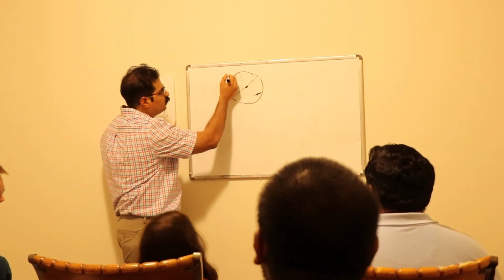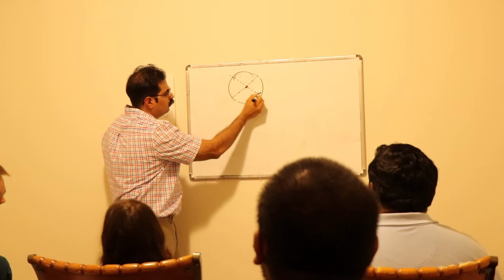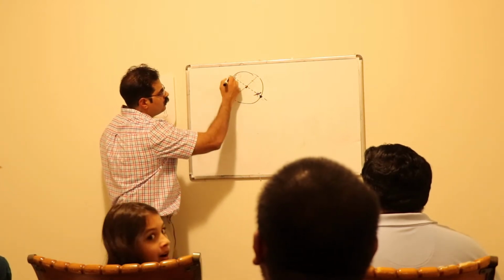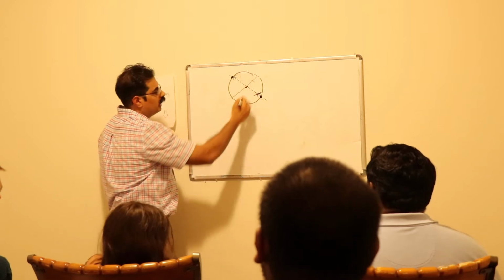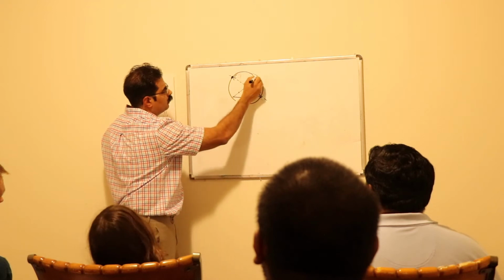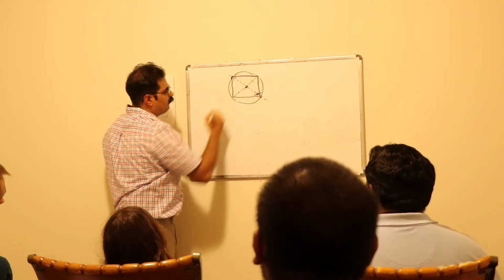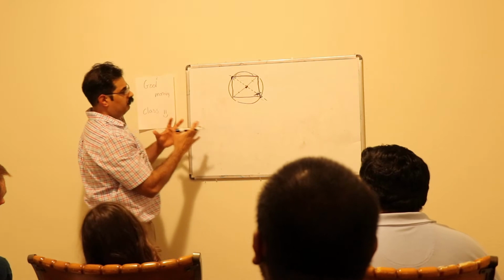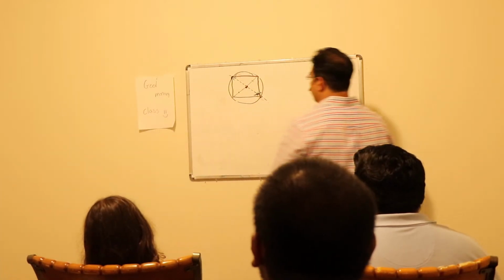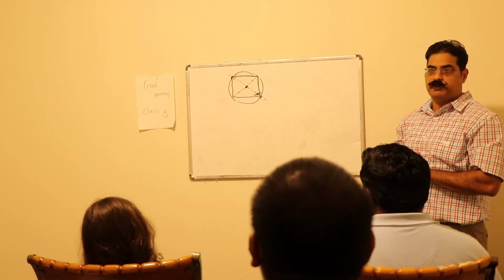And then I join this line. Okay, it is cutting the circumference at this point, and then I join this with this. Like a square? It will be a square, definitely. I'm not drawing it with the compass and a ruler. That is why it is turning out to be a little bit different.